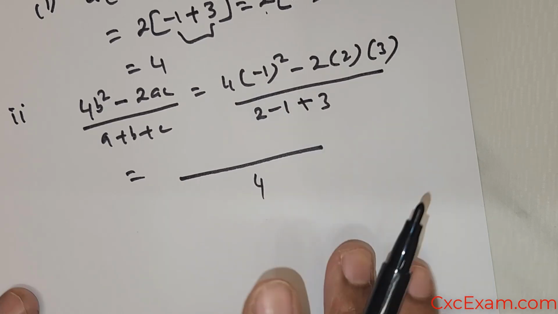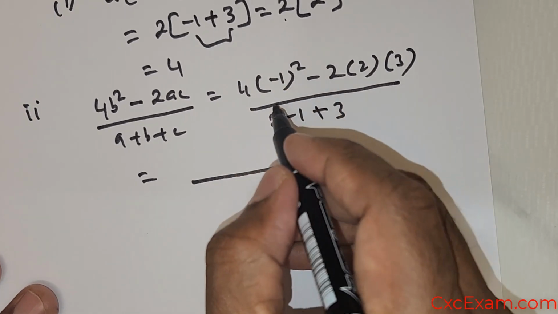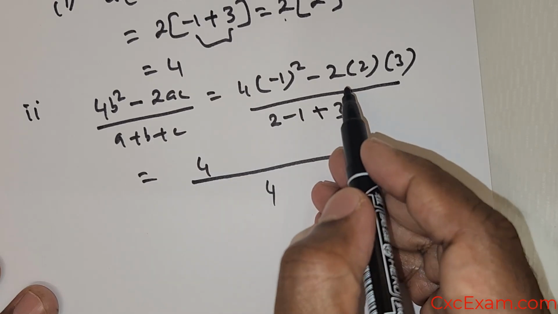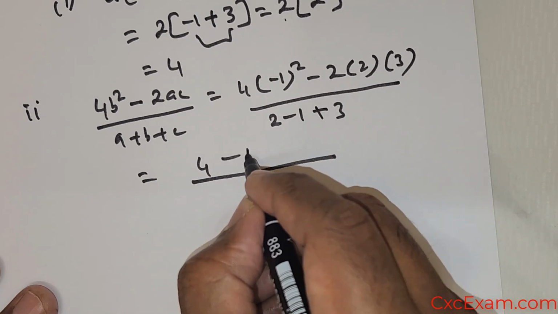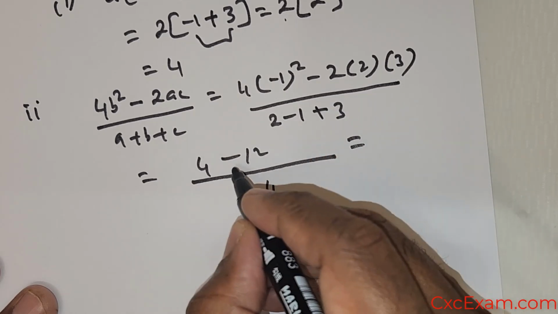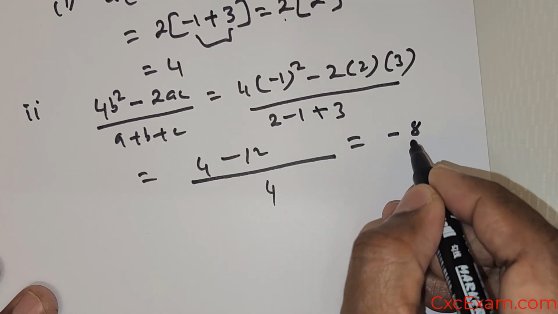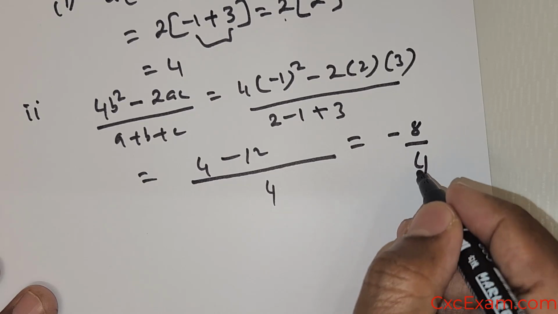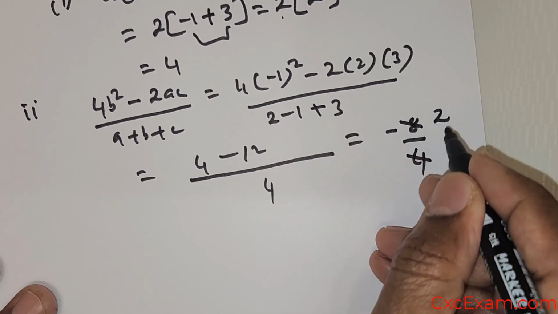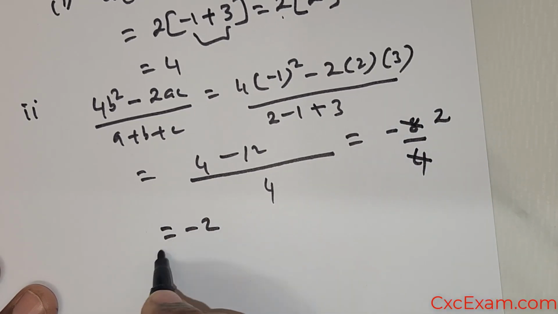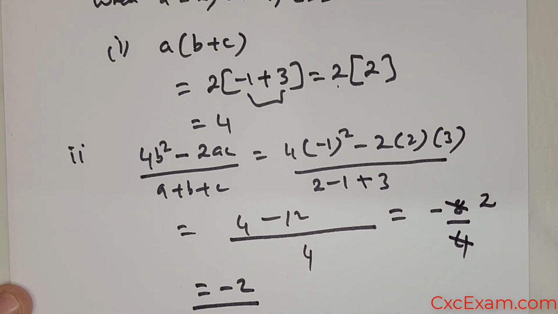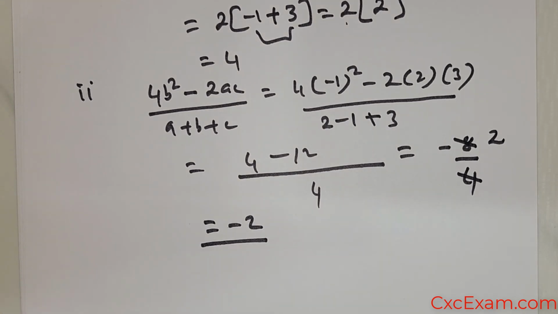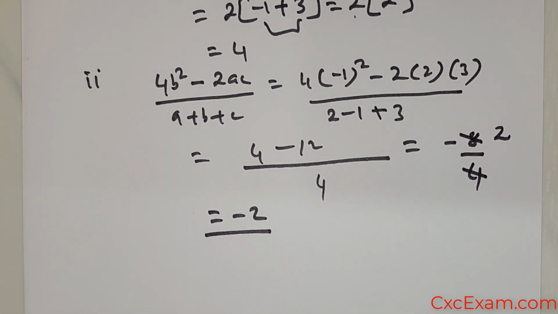-1 squared is going to give you positive 1. 4 times 1 would give you 4. 2 times 2 is 4. 4 times 3 is 12. You have a sign negative. 4 added with -12 would give you -8. This has to be divided by 4. 4 divides 8 2 times. You have a negative sign. So -2 is the solution for this question. Okay, so fair enough. Now let's move on.